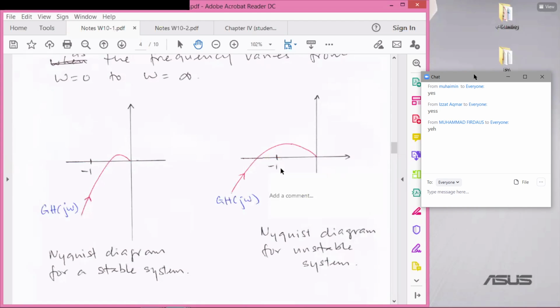The system is unstable. What the hell is this? Go away. Close that.